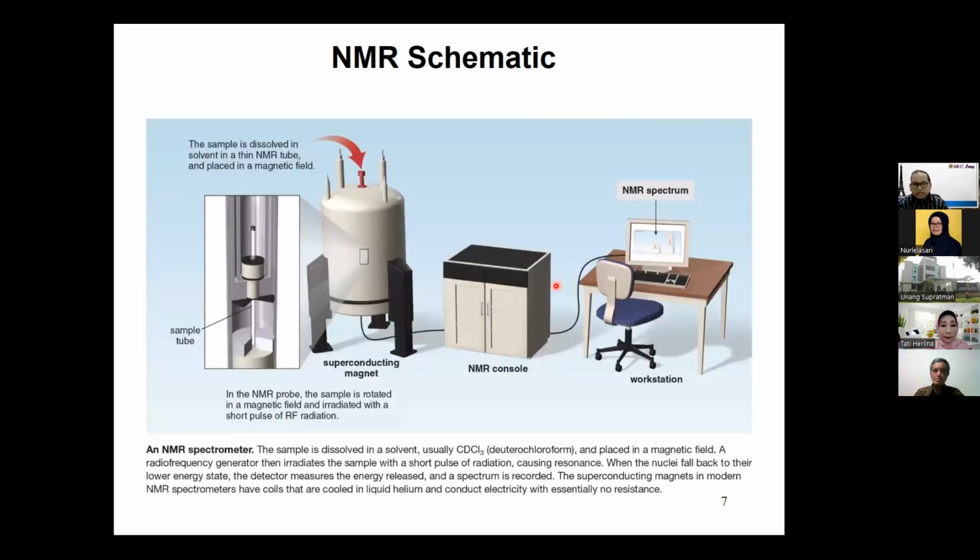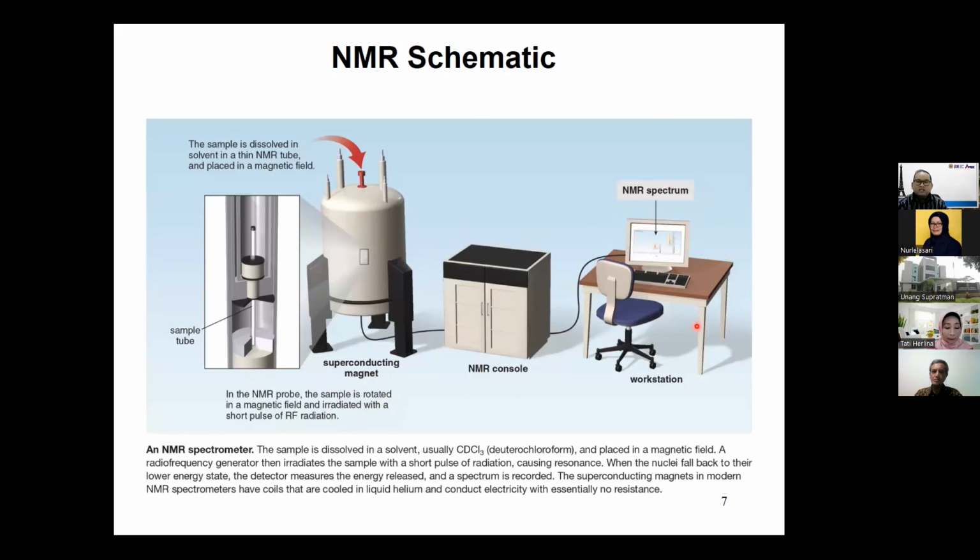So this is the general schematic of NMR. We can see this is a superconducting magnet. In our university, we have 500 megahertz. And in another institute, I found there is around 700 megahertz, but it's very sensitive. And we have the NMR console that we call the NMR brains. If it is broken, we have to shut down everything.